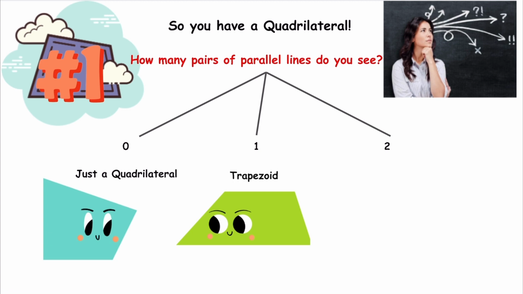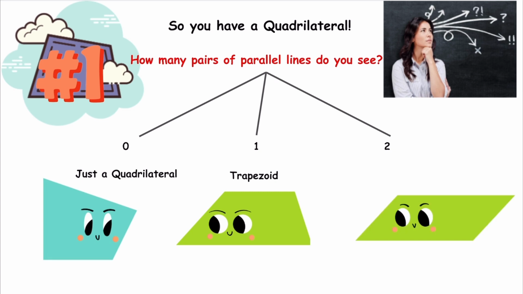If it has 1 set of parallel lines like this little guy, then you have yourself a trapezoid. Look at the top and the bottom line. In this case, for a trapezoid, we call those bases, base 1 and base 2. They are the ones that are parallel to each other. They're always the same distance apart. And that's how we can identify base 1 and base 2.